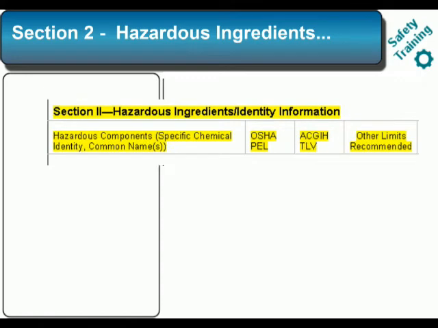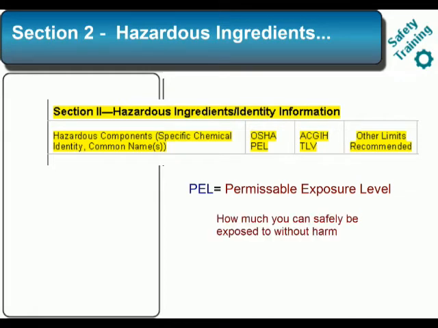Section 2 gives you information about what hazardous chemicals are in the product and how much you can safely be exposed to without harm. OSHA has set PELs, or permissible exposure levels. These are the concentrations of the chemical you can safely be exposed to in an 8-hour workday with no special protection required.